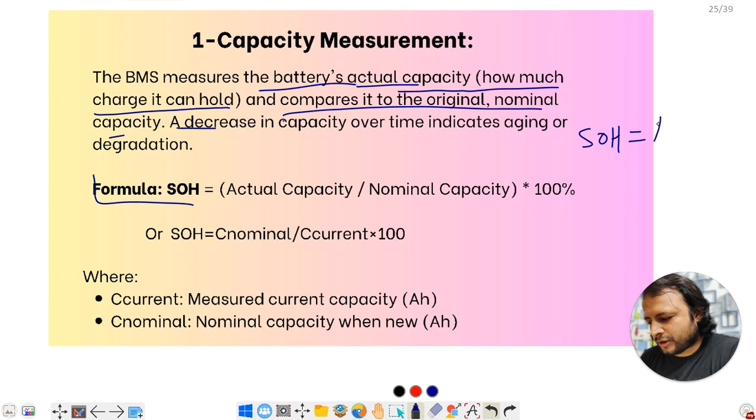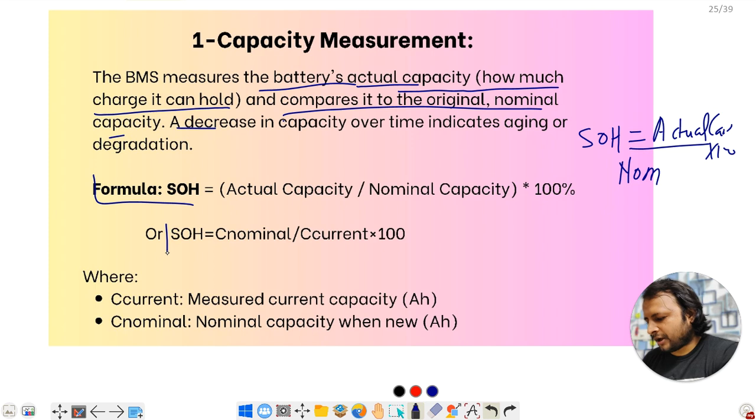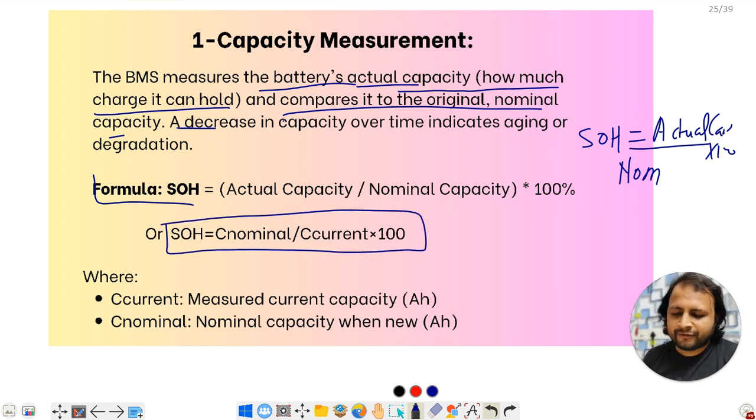SOH is equal to what? Actual capacity divided by nominal capacity और multiplied by 100 हम लोग कर देते हैं, हमें मिल जाएगा. ओके, तो ये SOH, और we can write SOH is equal to C nominal divided by C current. राइट, नॉमिनल चार्ज क्या है और करंट चार्ज क्या है, multiplied by 100.